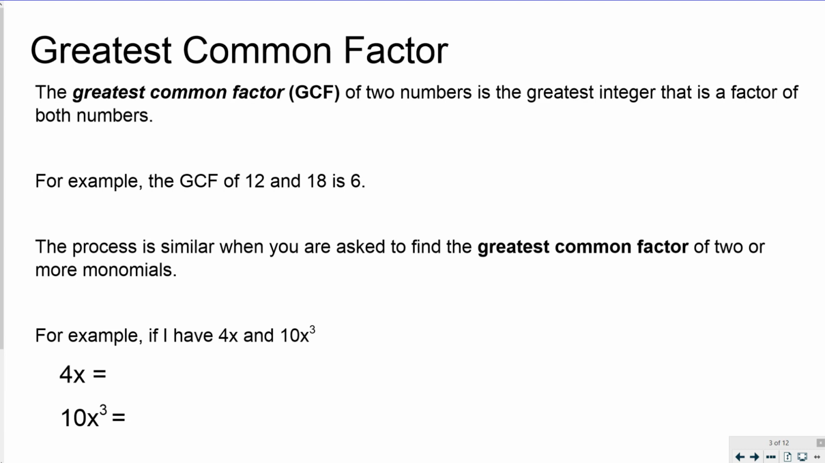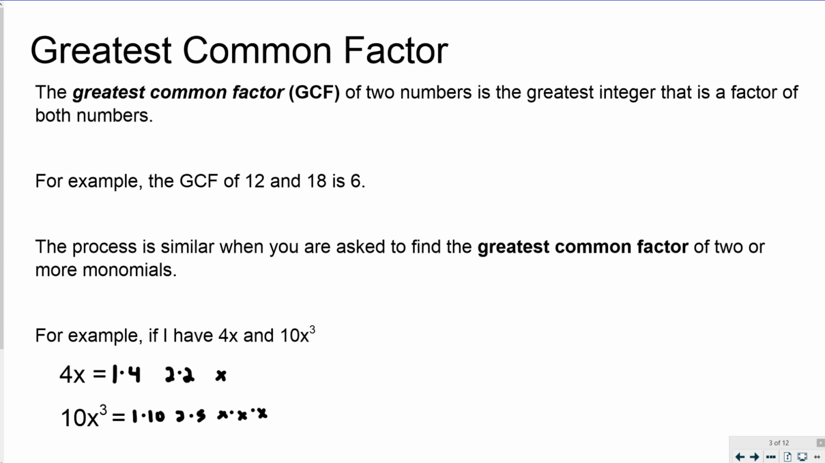For example, if I have 4x and 10x to the third, the factors of 4x are 1 and 4 as a pair, and then 2 and 2 are a pair. That's important. I want to list out factor pairs, and then x is only a factor of itself. For 10, 1 and 10, and then 2 and 5. And then for x to the third, x times x times x.